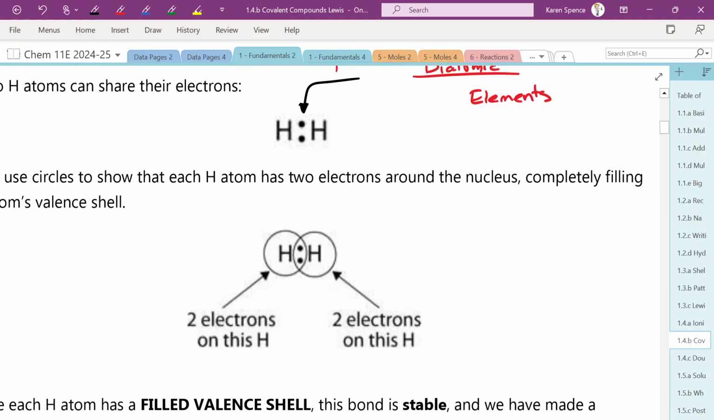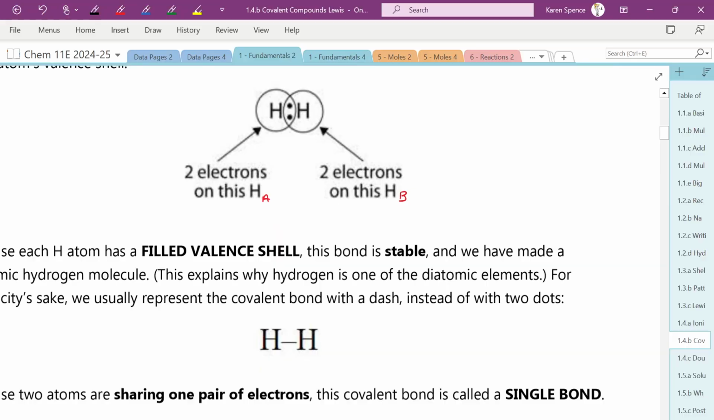And you can see here, we're sort of drawing it out for you. Hydrogen A has 2 electrons. Hydrogen B has 2 electrons. Everybody's got a full shell. Everybody is stable. Okay? Now, we can replace those 2 electrons with a line. That line represents 2 electrons.